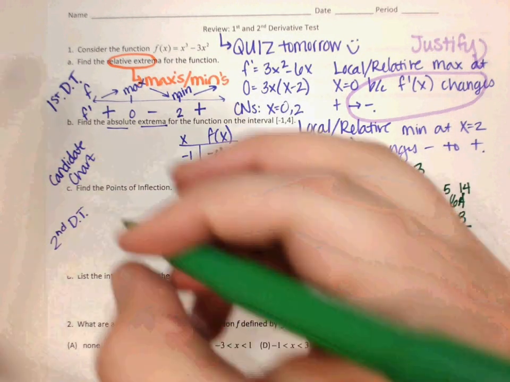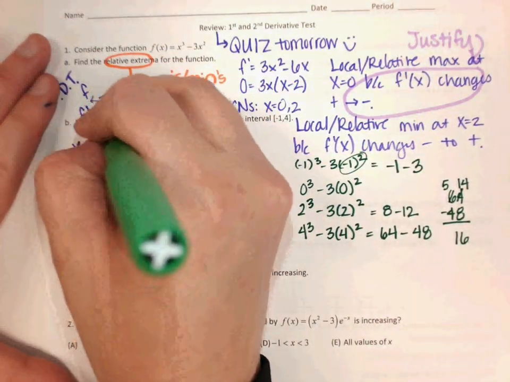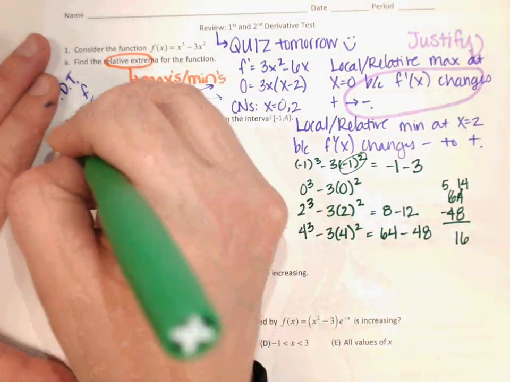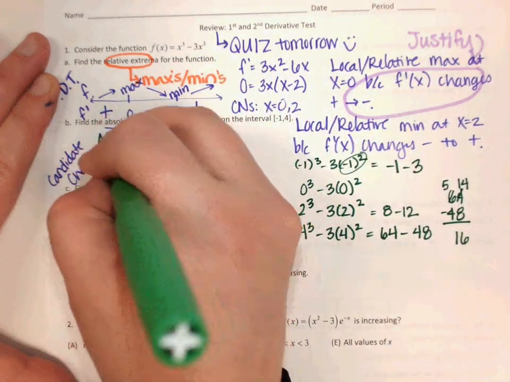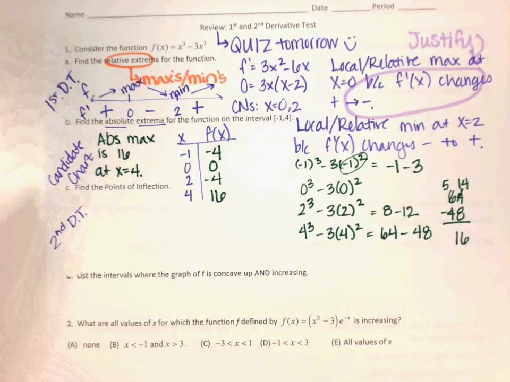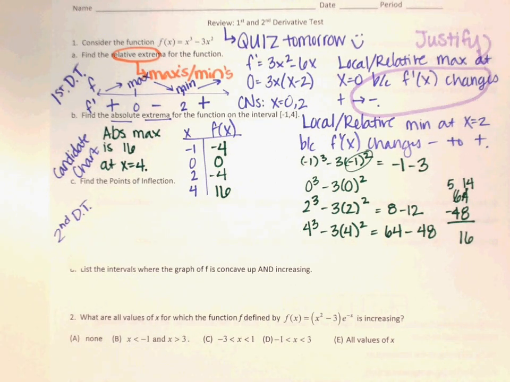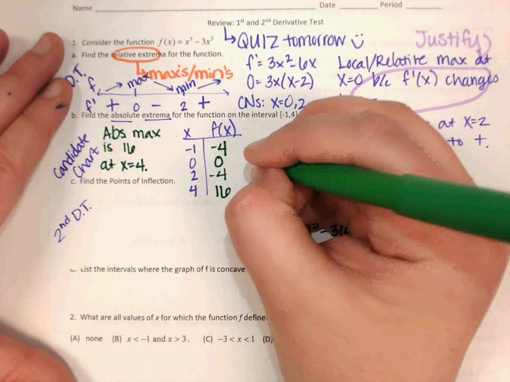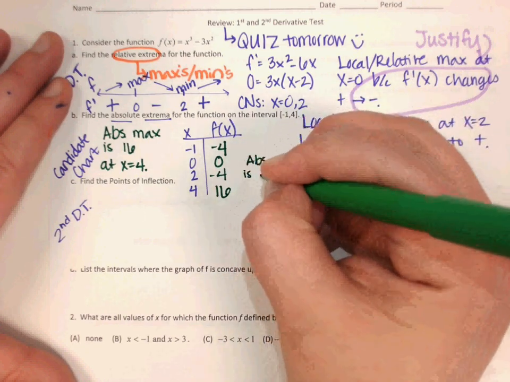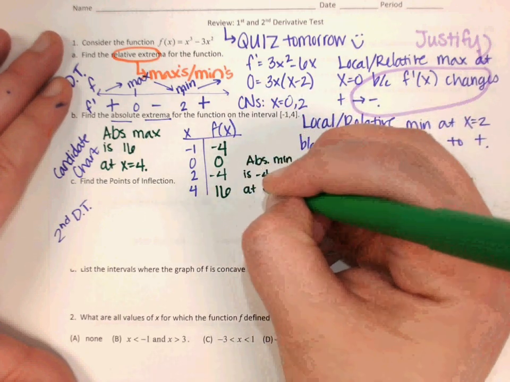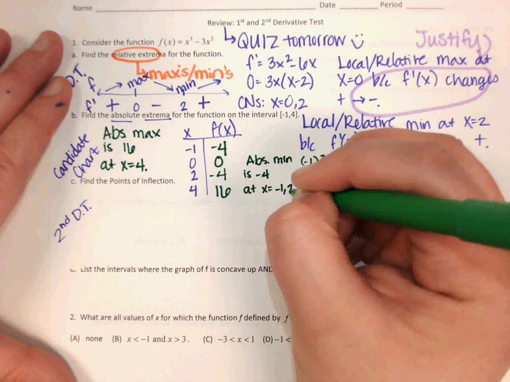16. Okay, so I'm going to put absolute max is 16 at x equals 4. And then what is my absolute min? Absolute min is -4 at x equals -1 and 2.